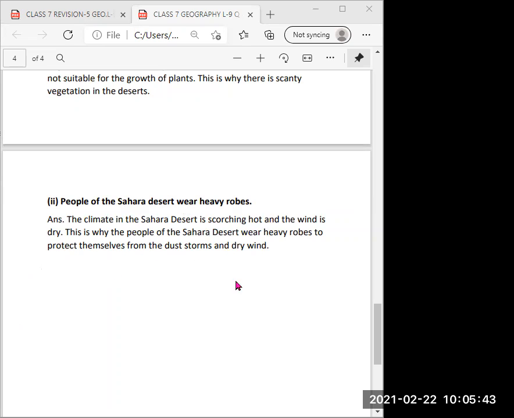The climate of Sahara Desert is scorching hot and wind is dry. That is why the people of Sahara Desert wear heavy robes to protect themselves from dust storms and dry winds.